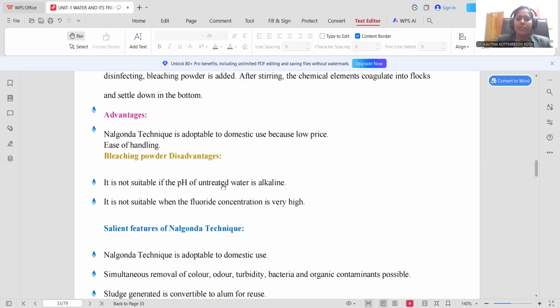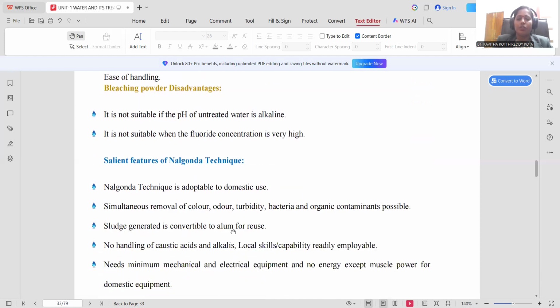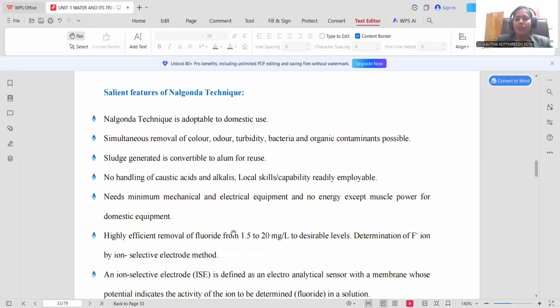Apart from that, it is convenient and suitable for the removal of excessive fluoride content present in the water. Salient features of the Nalgonda technique: it is easily adoptable and you can use it for domestic purposes. Organic contaminants, any colored matter, any foul odor, or any turbid material in the water are simply removed by this technique. Alums are very efficient and can be used repeatedly, so there is no need to buy alums every time; they can be repeatedly utilized for removing impurities from the water.